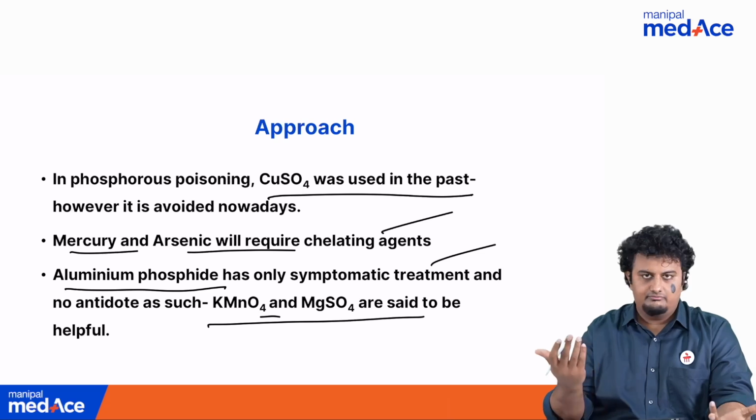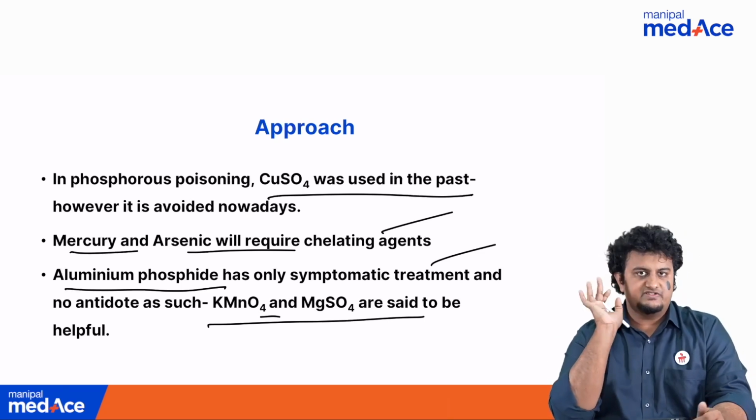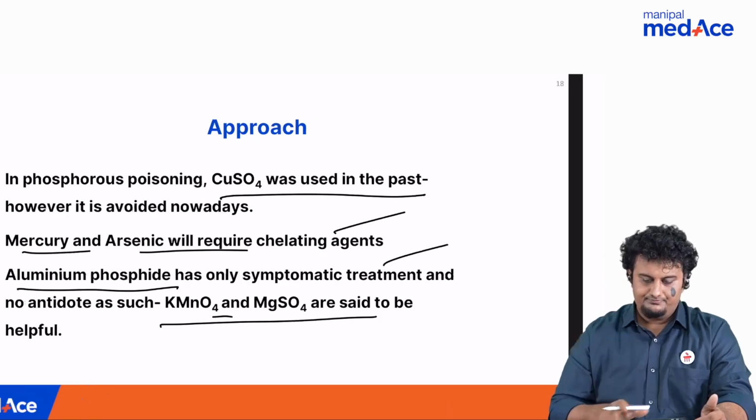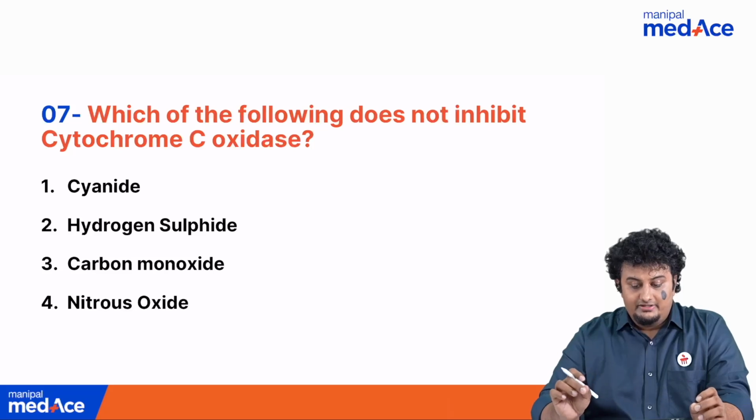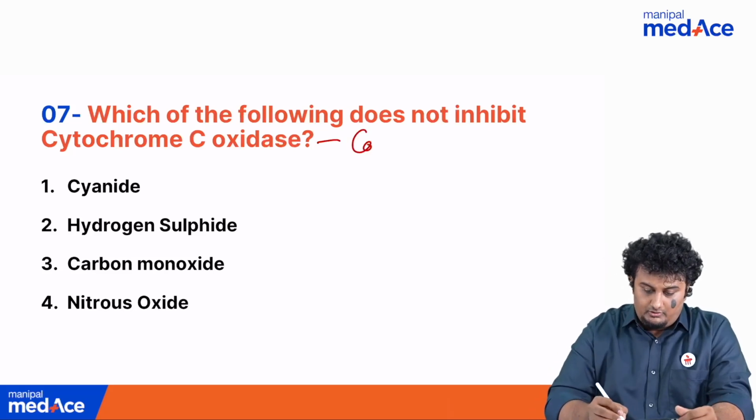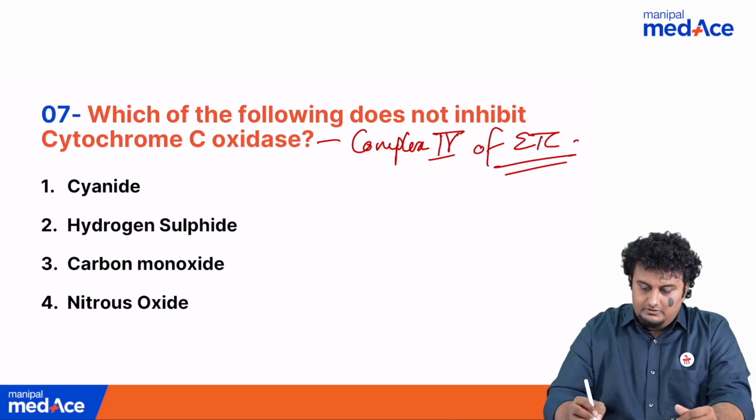You can give KMNO, basically what we just discussed, right? But keep in mind, many such questions like this can come, and so you should be on your toes, you should be ready. Okay, question number 7. Which of the following does not inhibit cytochrome C oxidase? So this is basically a question about complex 4, right? Complex 4 of ETC, right?